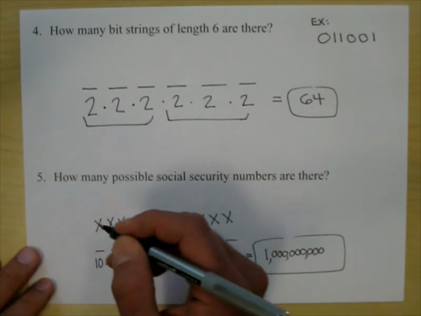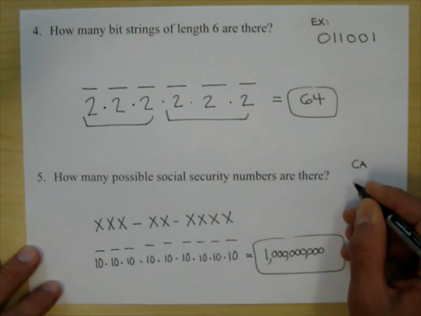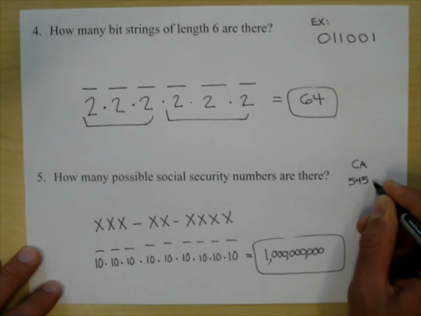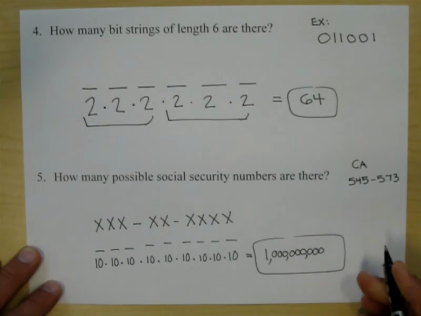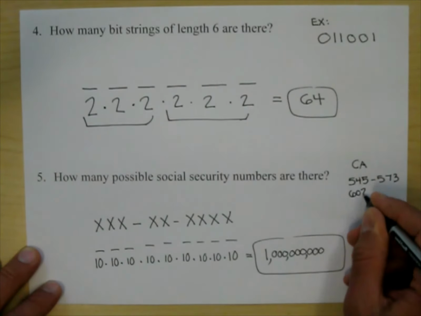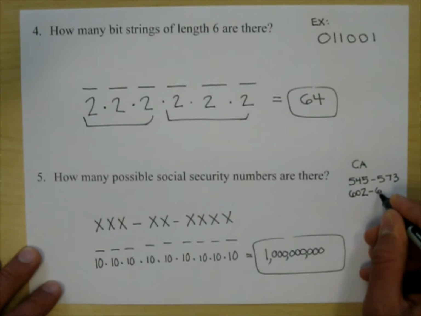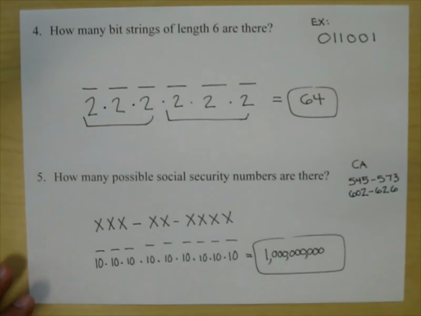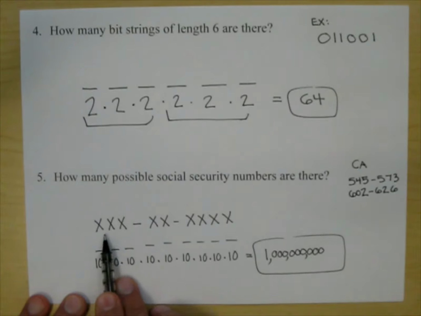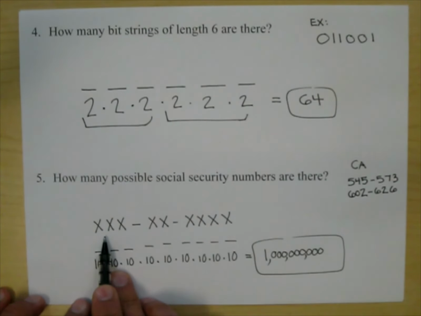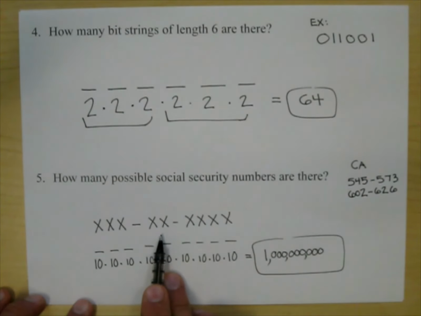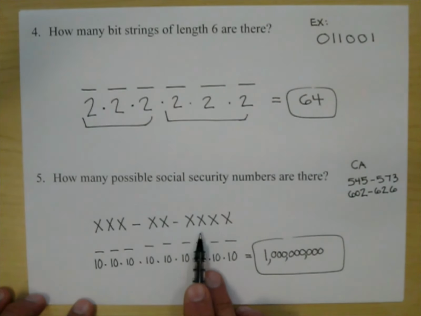So in California, just put it over here, we have 545 to 573. But then, some of you who are born in California, you might see your Social Security number begin with a 602. And then we have 626. So in California, that's what this geographical location is. Okay, it tells you what state. These 2 digits, those are subregions. And then these 4 are serial numbers which run consecutively from 0001 to 9999.